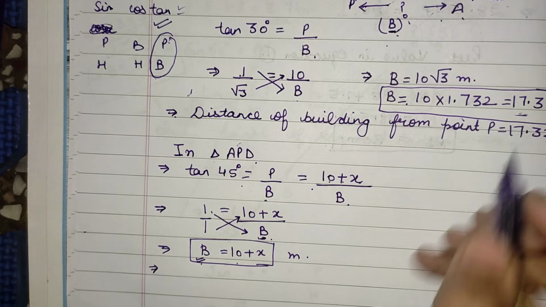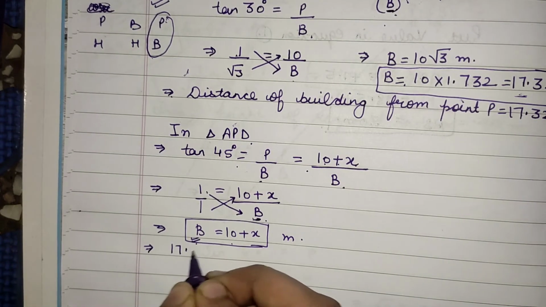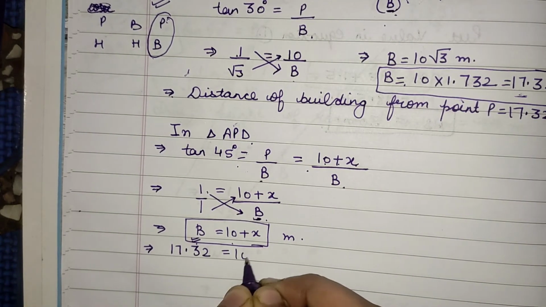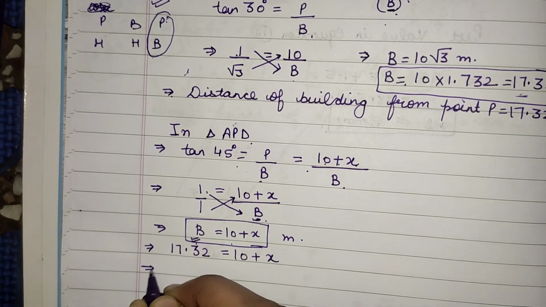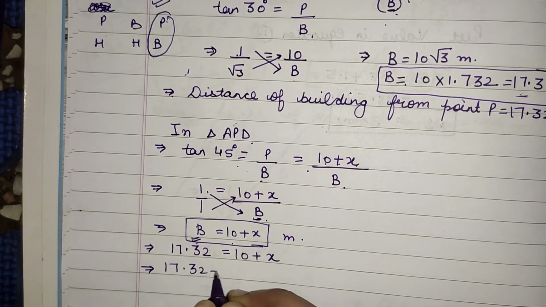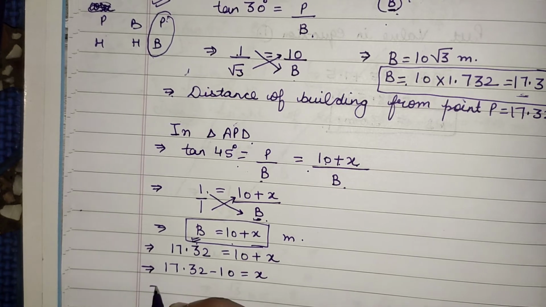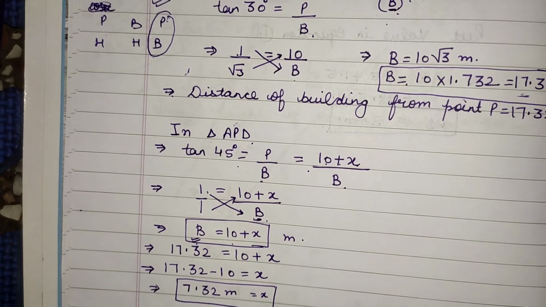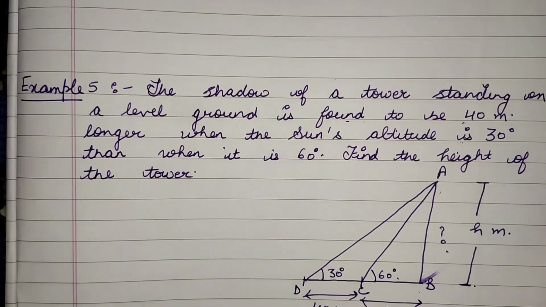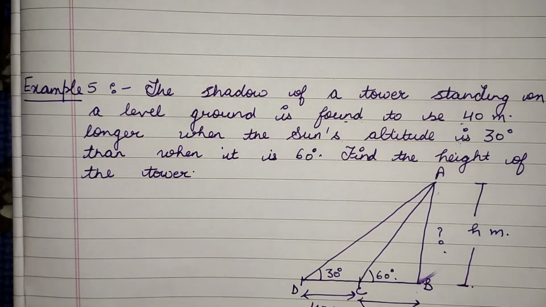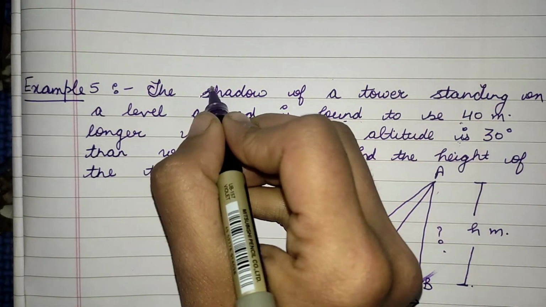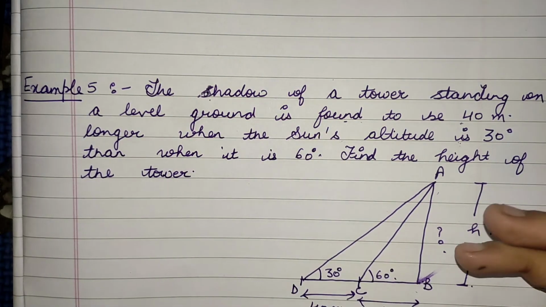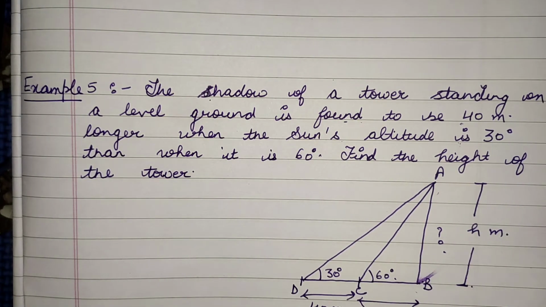Base we have found in the previous part, which is 17.32, is equal to 10 plus x. So if I subtract it, then I will get x. Then 7.32 meter is going to be the height of my flag. Okay, these questions are the statement understanding questions. If you are able to understand the statement, then you can solve these kind of questions very easily. There are no such bigger calculations included in it.